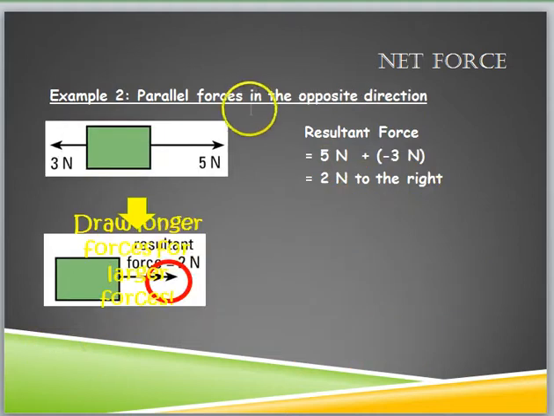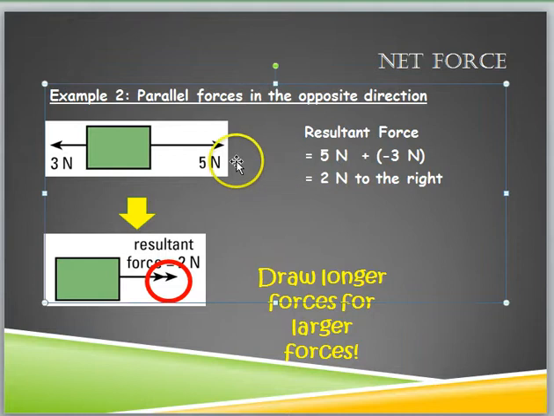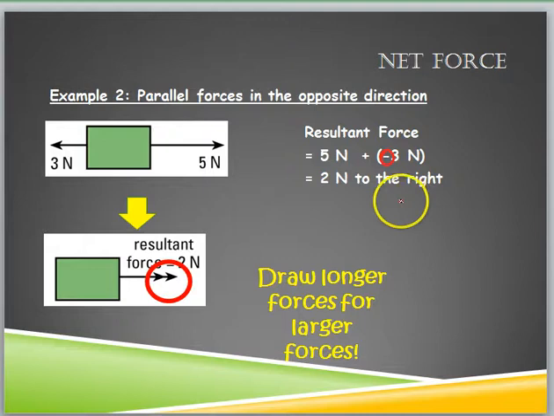Now, what if they are in opposite direction? You can see here the opposite direction. So how to do the calculation? Once again, we add up the forces. But because 3 Newton is in the opposite direction, we put a negative sign over here. So resultant force is 5 Newton plus opposite direction, so negative 3. In the end, it is 2 Newton, which is part 1. We talk about the size of the force. To the right, we talk about the direction.